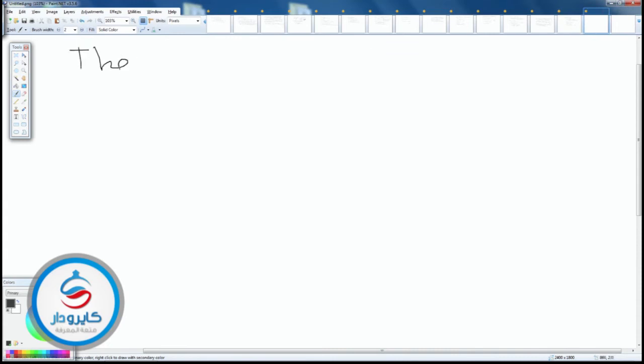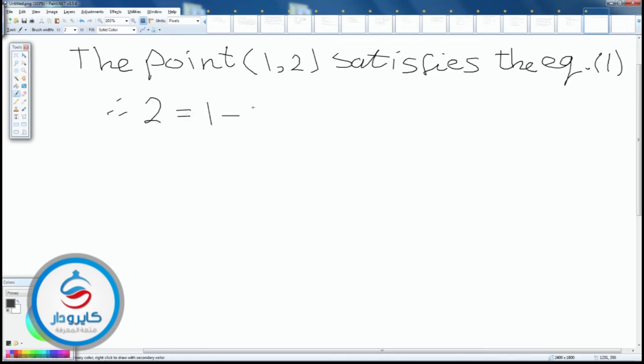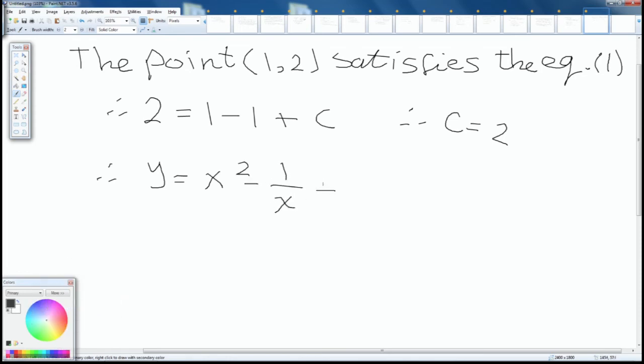The point 1 and 2 satisfies the equation number 1, therefore 2 equals 1 minus 1 plus c, therefore c equals 2. The equation is y equals x squared minus 1 over x plus 2.